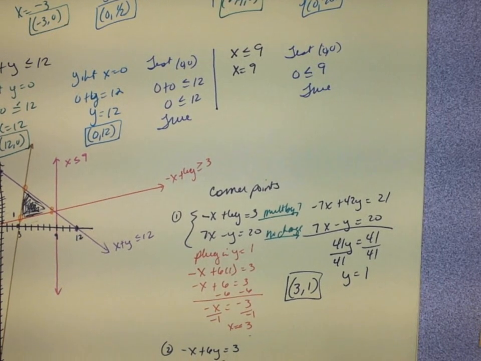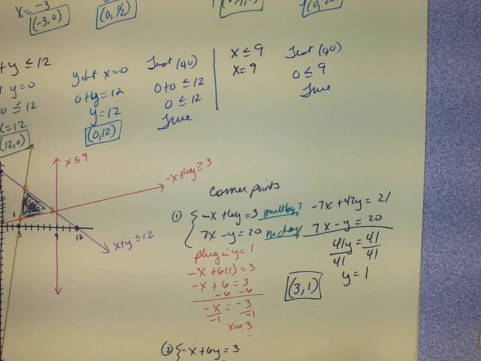All right. Well, I can just add these together because I have a negative x and an x. So this is our system. So I'm just going to add them together. My x's will cancel. I'm left with 6y equal to 12. Divide by 6, and y equals 2.